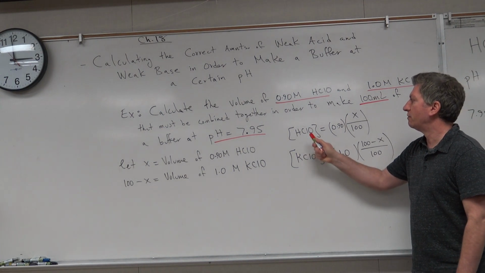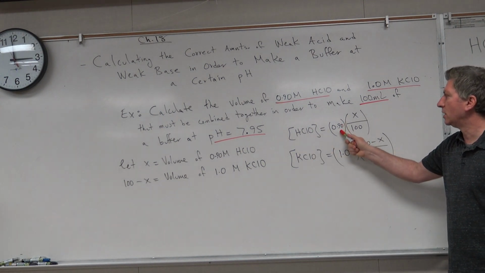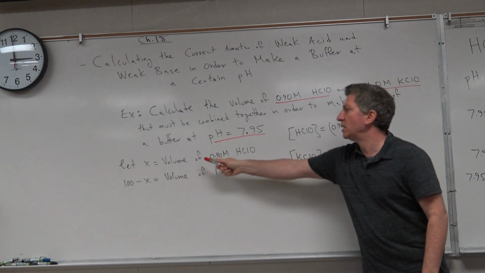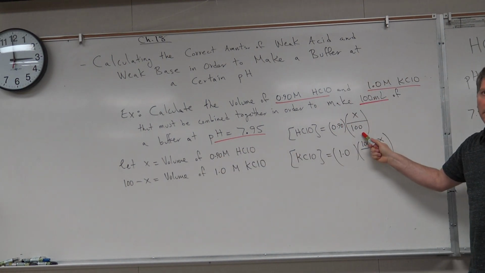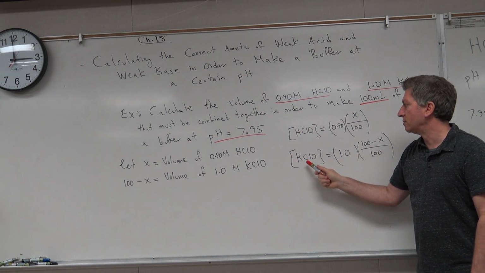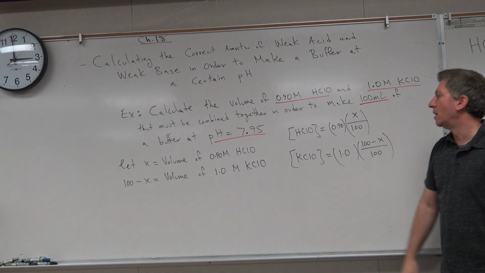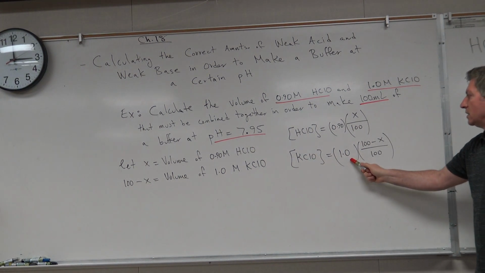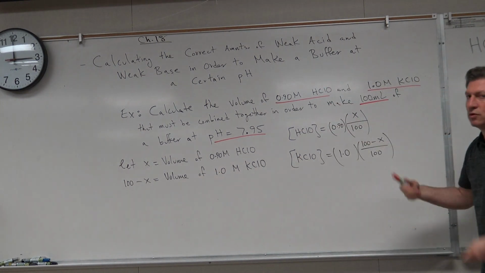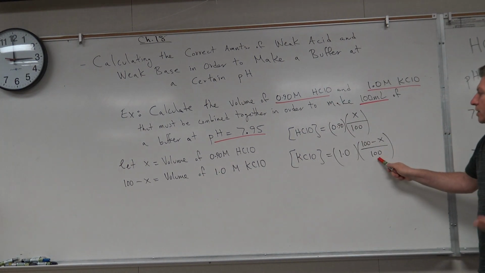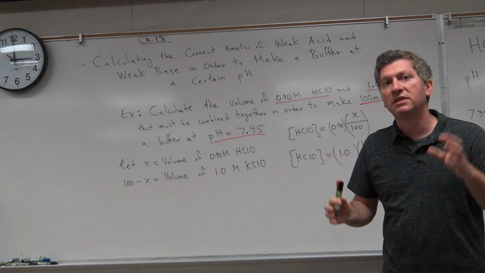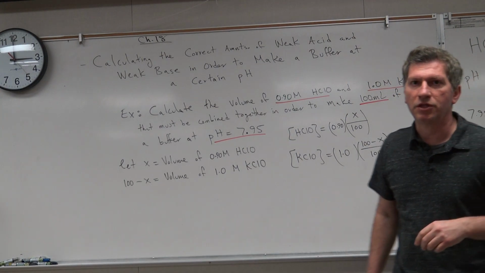So the concentration of the weak acid in the buffer would be its initial concentration times its initial volume, which we let be equal to x, over the total volume, which is 100. And the final concentration of potassium hypochlorite will be its initial concentration times the initial volume, which is 100 minus x, because the total must be 100, over the total volume. So when you mix two liquids, it's very important to take into account dilution.